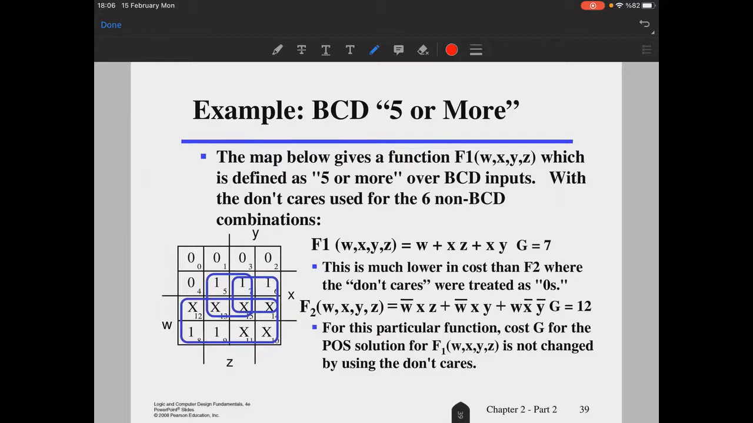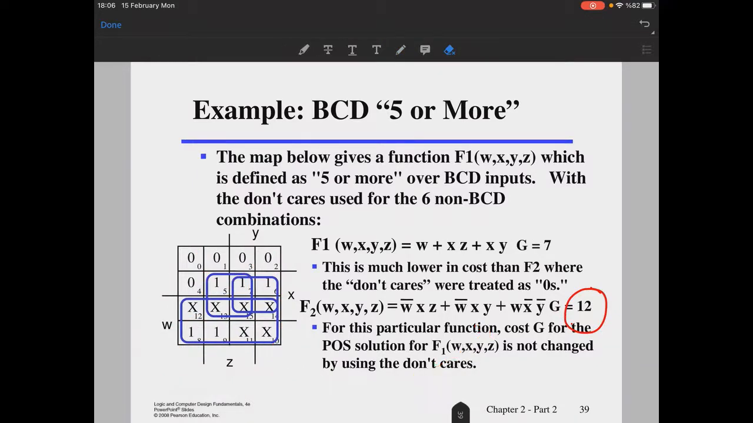So if we didn't use X's and focused on only these ones, you will end up with something like this, I guess. This one, and this one. This is what we see here as cost. This is a pretty straightforward one, not taking X's into consideration. See, and its gate input cost is 12.